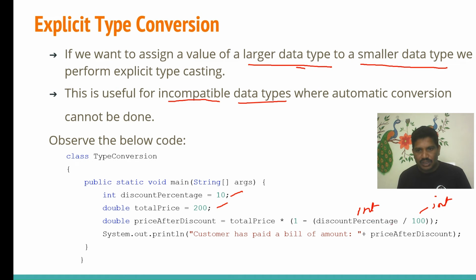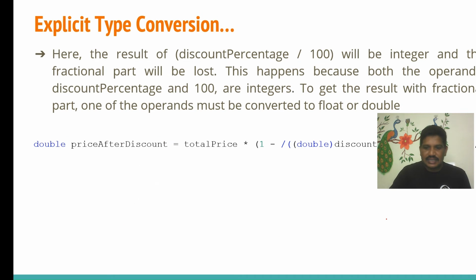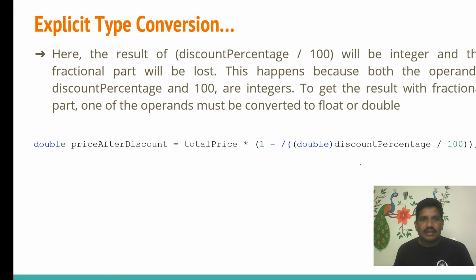Then what do we have to do? Any one of the operands has to be converted into double. At that time, the result will be correct. Then see the next slide. See here what happens. Here one of the data types has been converted. Otherwise, it loses the fractional part. The theory has been given. You can read this theory, then you can easily understand. Here what I did is that the discount percentage has been converted to double. This is called an explicit type conversion.